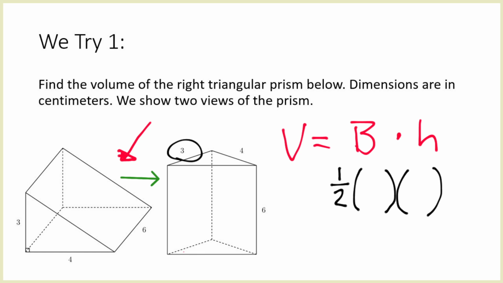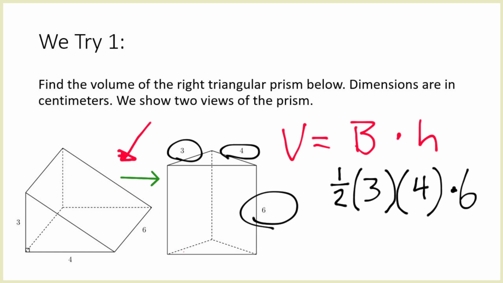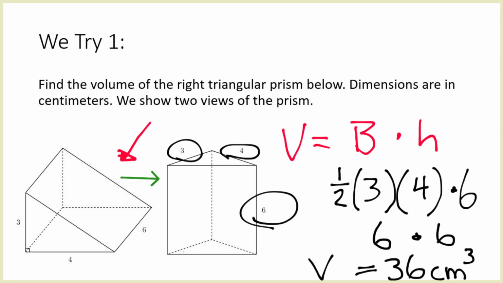In this case, I can choose either one. I'm going to choose 3 to be the base of the triangle and 4 to be the height of the triangle. And then I'm going to multiply it by the overall height of the prism, which is 6. That'll give me the whole volume. So 1/2 times 3 times 4 is 6. 6 times 6 is 36. Since we're in centimeters, it's going to be cubic centimeters. So the volume of this whole shape is 36 cubic centimeters.